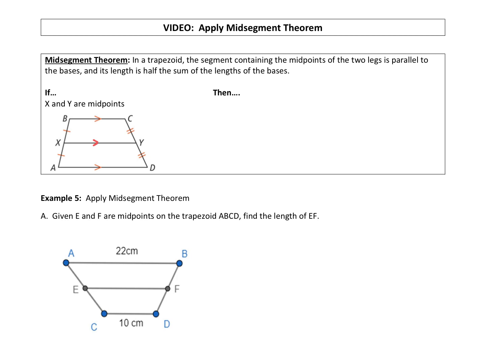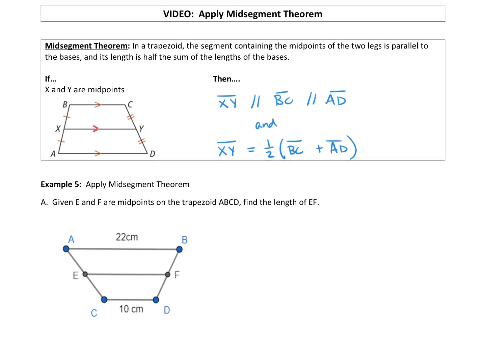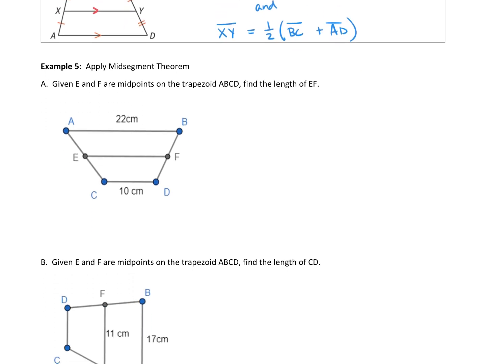When you are connecting your two midpoints, if you have this situation happening, then that means that mid-segment XY is parallel to the top base BC and is also parallel to the bottom base AD. And it also means that XY, the mid-segment, is equal to half of, so 1/2 times, the sum of the two bases. So the top base BC plus the bottom base AD. So that's your mid-segment theorem. So let's put that into practice. Example 5, we're going to apply that mid-segment theorem.